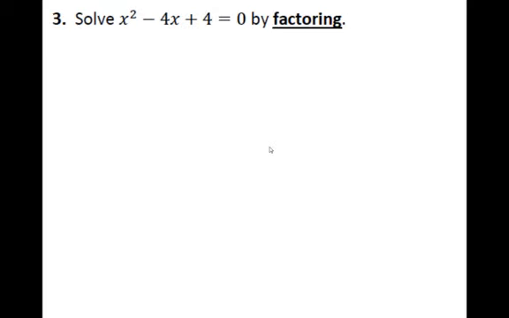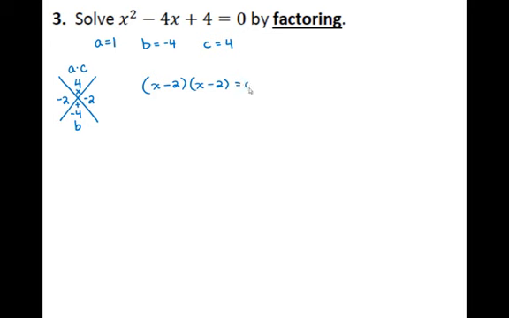On problem 3, we're solving this quadratic by factoring. A is equal to 1, b is equal to negative 4, c is equal to positive 4. I'm going to use the giant X to organize my information. A times c is 4, b is negative 4. Two numbers that multiply to be positive 4 and add up to be negative 4: negative 2 and negative 2. So I'm going to write the quadratic in factored form. The quantity x minus 2 times x minus 2 equals 0.